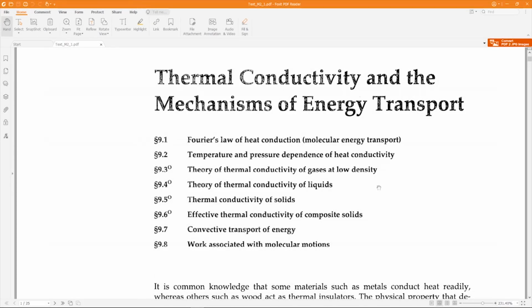Today we are going to study the heat transfer part, or you can say energy transport. First of all, we will study Fourier's law of heat conduction.